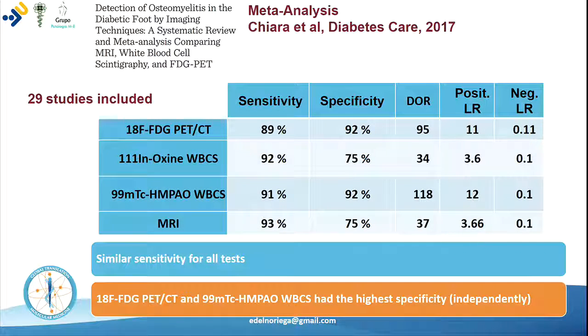Last year, Chiara et al. performed a meta-analysis comparing the most used imaging techniques in the diagnosis of diabetic foot infection: PET-CT, leukocyte scan with indium, and leukocyte scan with technetium, versus MRI. As we can see, the sensitivity is very similar in all of them, but PET-CT and leukocyte scan with technetium had the highest specificity.